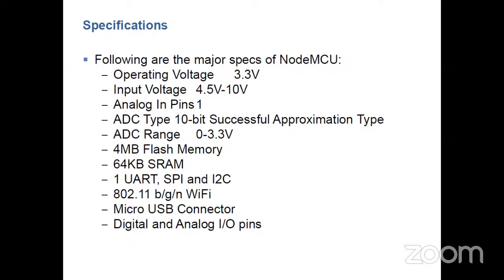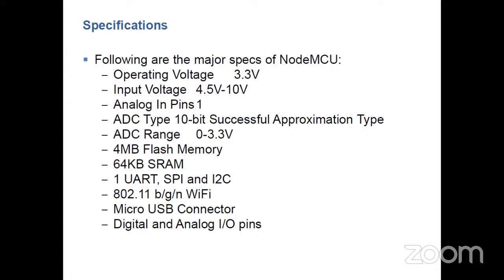It has an ADC for converting analog input to digital. This ADC is a successive approximation register type ADC, and the resolution of the ADC is 10 bit. The ADC range is 0 to 3.3 volts. It also has flash memory as well as RAM on it. It has 4 MB flash memory for writing programs and 64 KB SRAM.